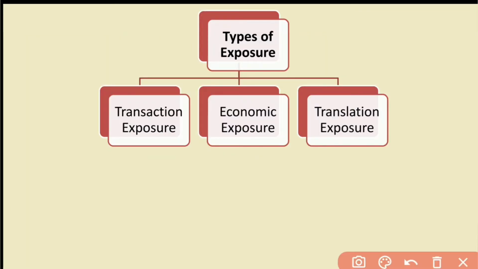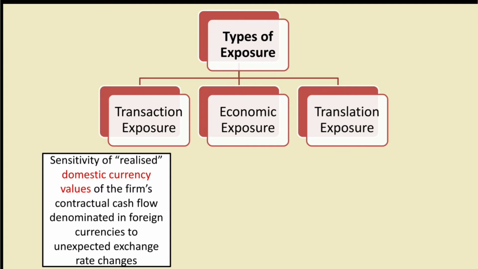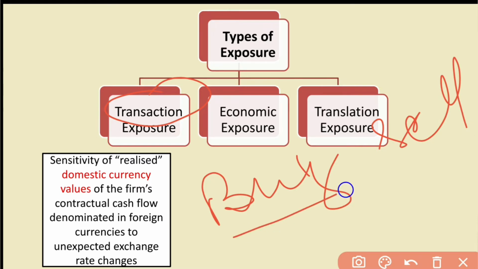So here are the types of exposure. We have basically three types of exposure. First is the transaction, then economic and translation exposure. Let's understand this one by one. First is the transaction exposure. Now what is transaction exposure? Simply I say, a transaction means to buy or sell something, right? Whenever I buy or sell, say, any goods or services, I go into a transaction. So whenever I go into an international transaction, there is a risk of unexpected exchange rate changes. Simple, right?